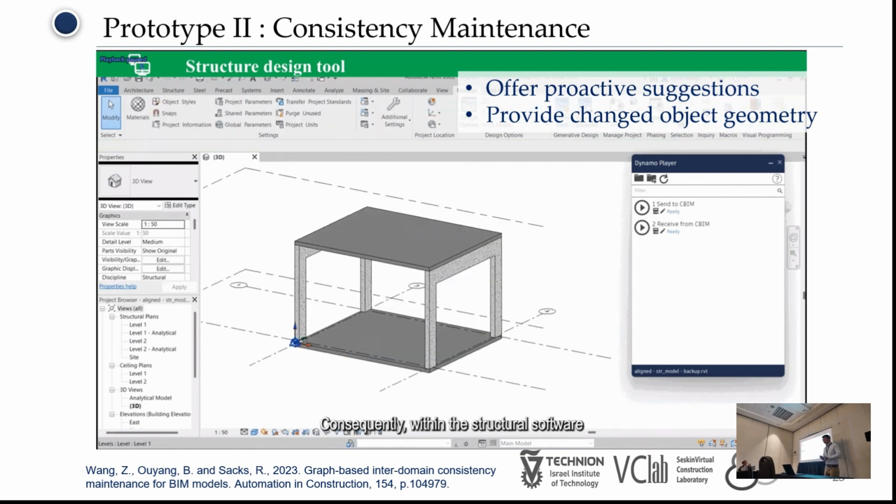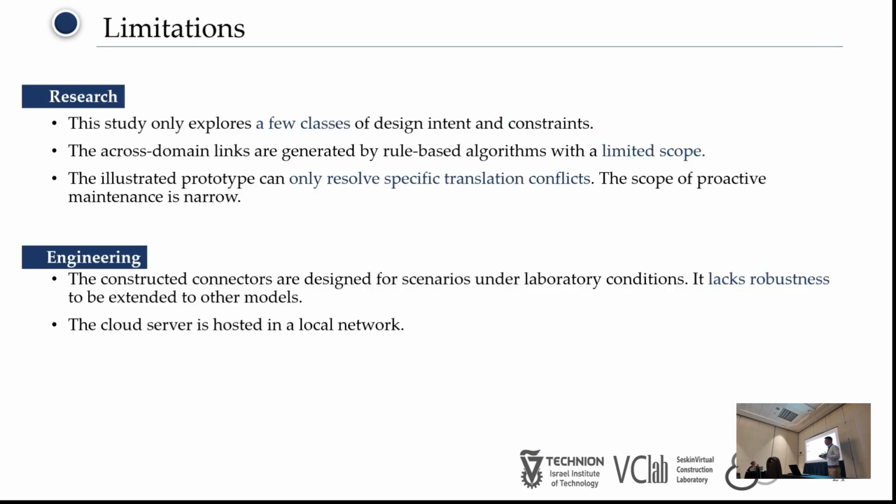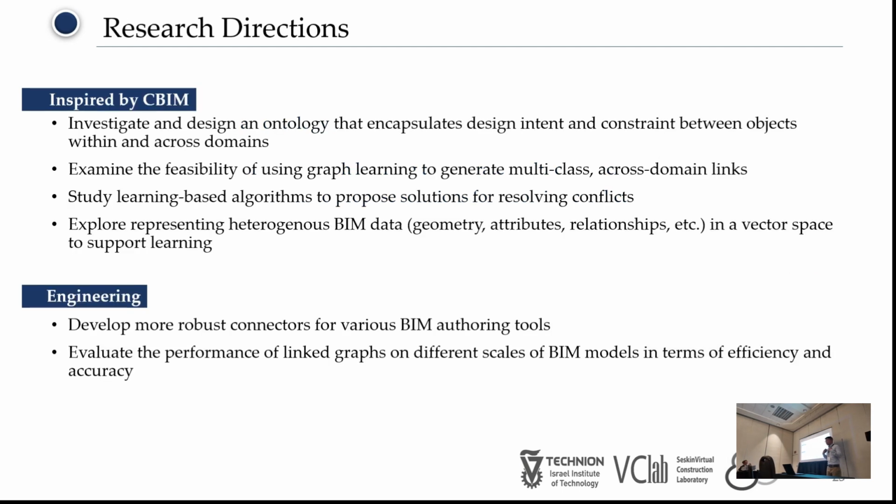So this research is still ongoing. We have some limitations. First of all, we only explored a few classes of design intent constraints, and all those cross-domain relationships are generated by rule-based algorithms. And the illustrated prototype currently can deal with translation conflicts, but other conflicts are still beyond our ability. And from an engineering perspective, all those converters, all those cloud servers are in laboratory conditions. They need to be developed more to be more robust. So this also inspired us to research more.